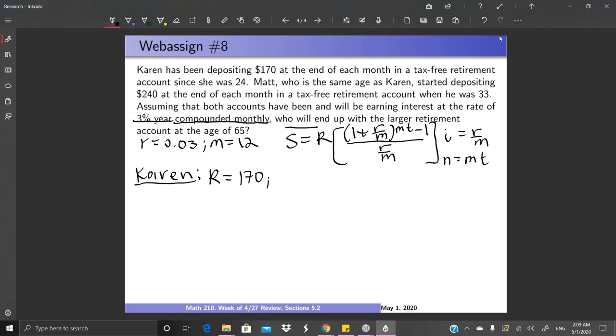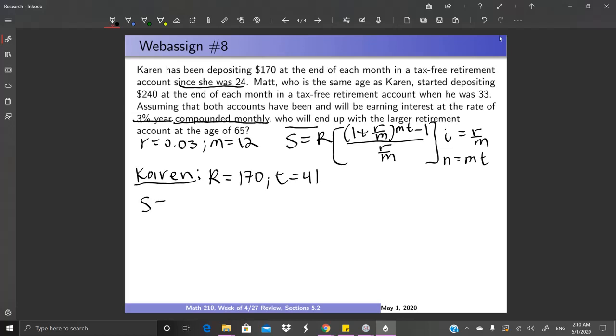So how many years is she making these deposits of $170? Well, we know she started when she was 24, and for the sake of this problem, she's going to stop making these payments at the age of 65. So we're just trying to figure out the difference between 65 and 24. You subtract the two, you end up with a 41-year period. So T is equal to 41 years. Now we have everything that we need.